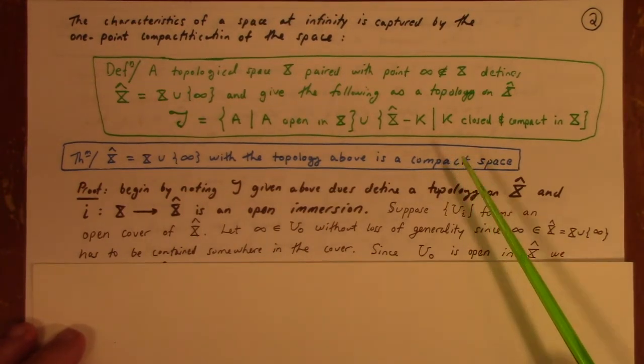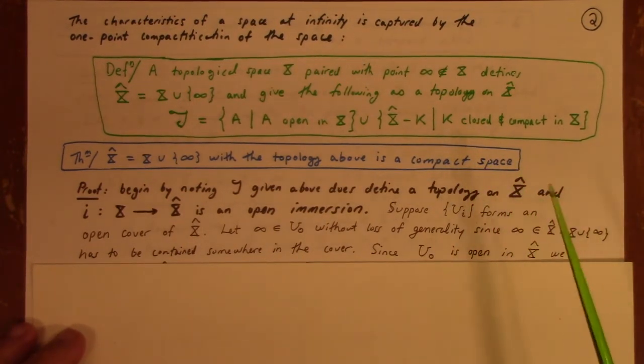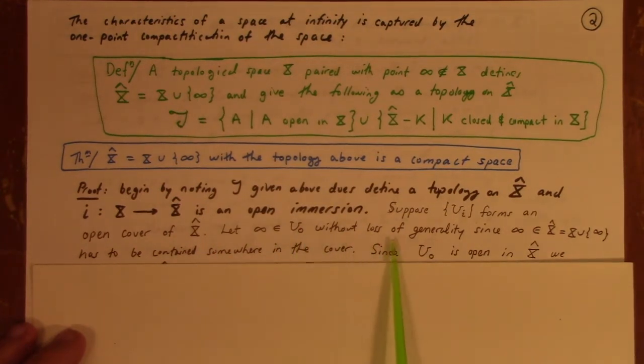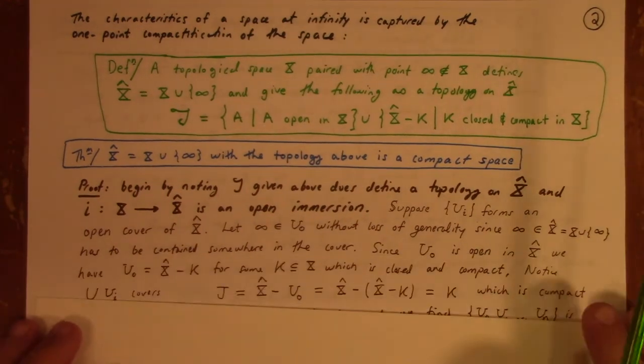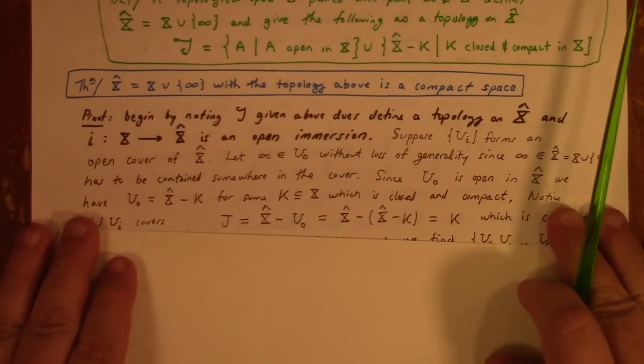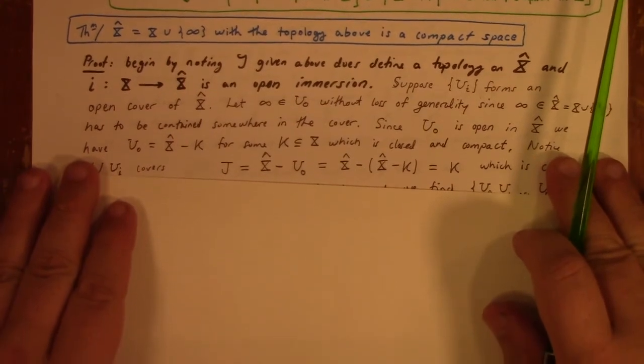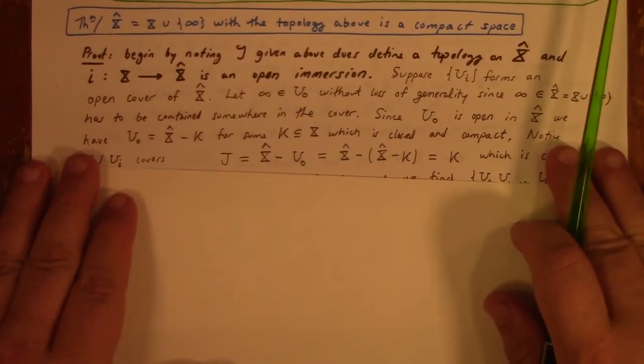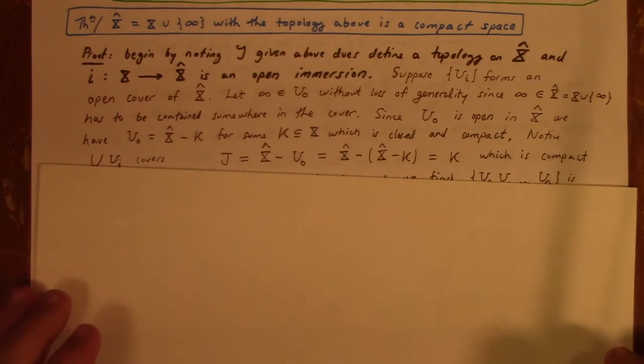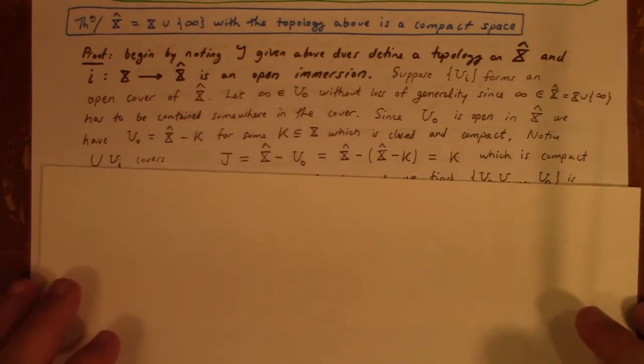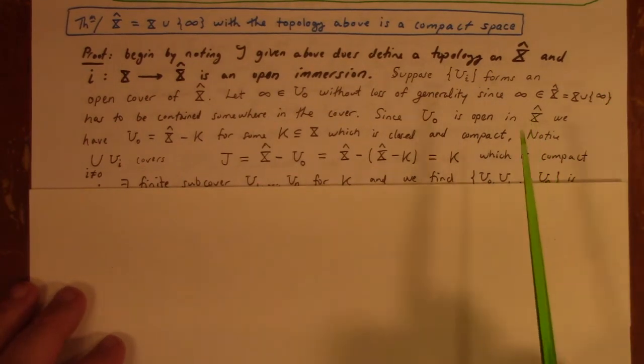Why is X hat compact, though? All right. Suppose you have an open cover of X hat and let infinity be in U naught without loss of generality, since it's got to be somewhere. I'm going to call that the one. It's got to be in at least one U which contains the infinity. So it's an open cover.